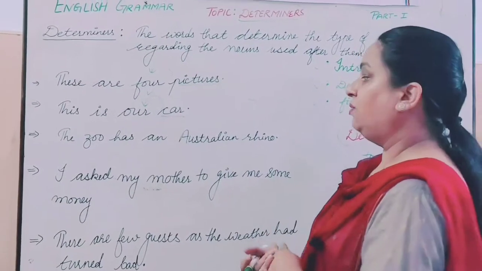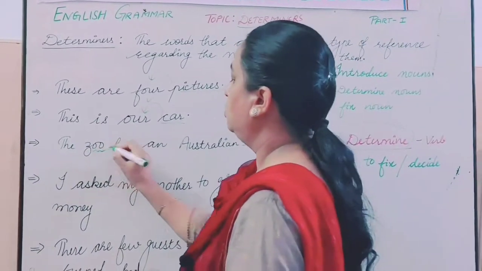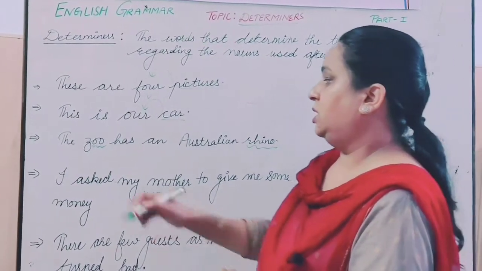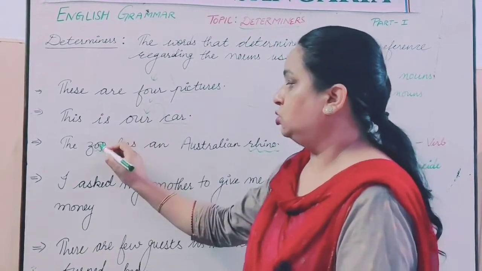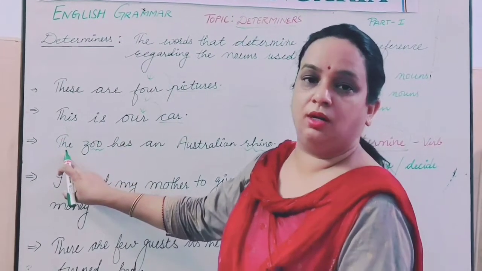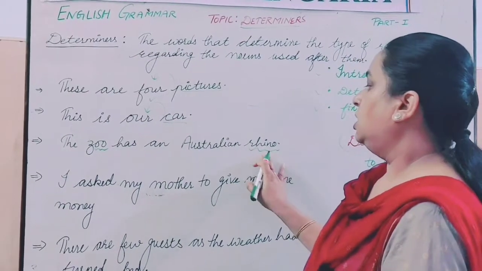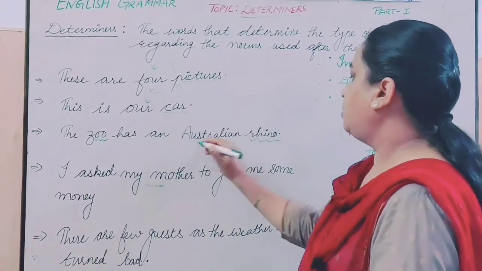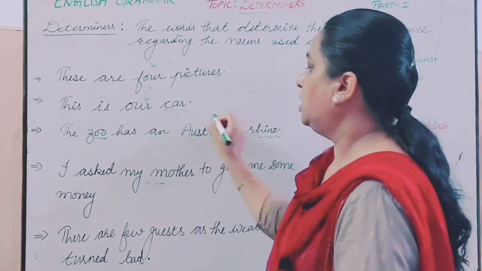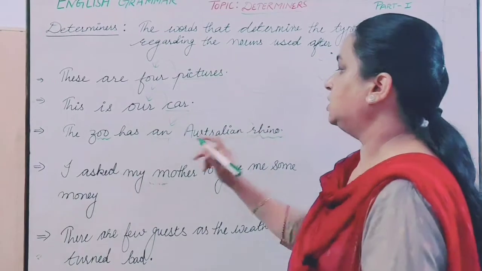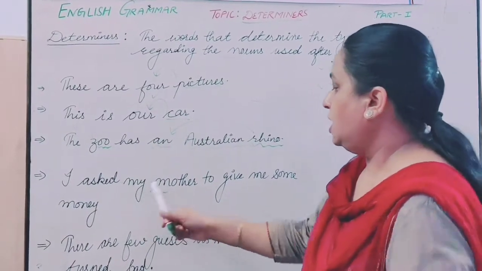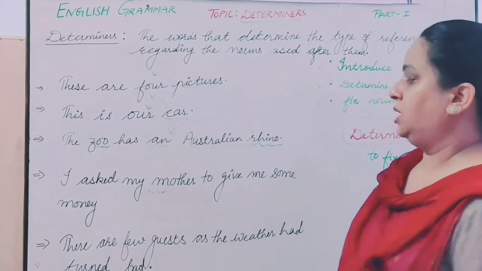The zoo has an Australian rhino. Here in this sentence we have 2 nouns. One is zoo and the second one is rhino. Now what would we say? The zoo. The zoo is a noun. So the word the is working as a determiner here. And if you take an Australian rhino, the word an is working as a determiner. Clear?